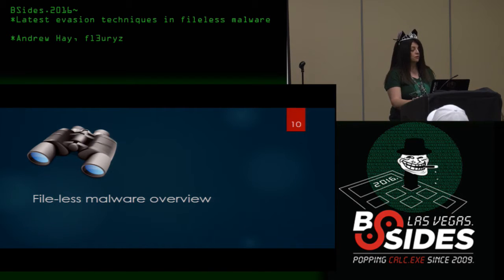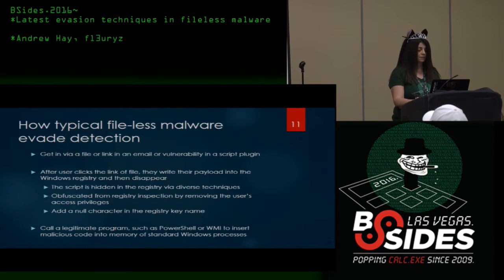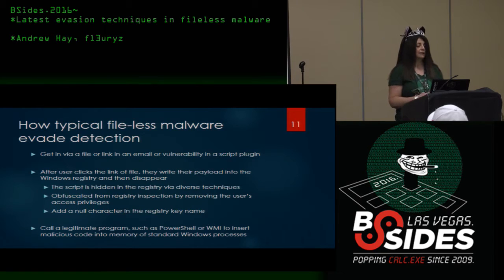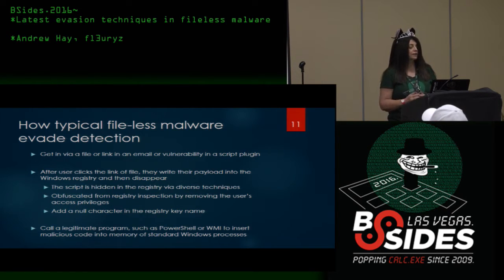Now we're going to move into the latest evasion techniques for fileless malware. How do typical fileless malware currently evade detection? Right now they get in via a file or link in email, or a vulnerability in a script plugin, for instance. After the user clicks the link or file, they write their payload into the Windows registry and then disappear. The script is hidden in the registry via diverse techniques.